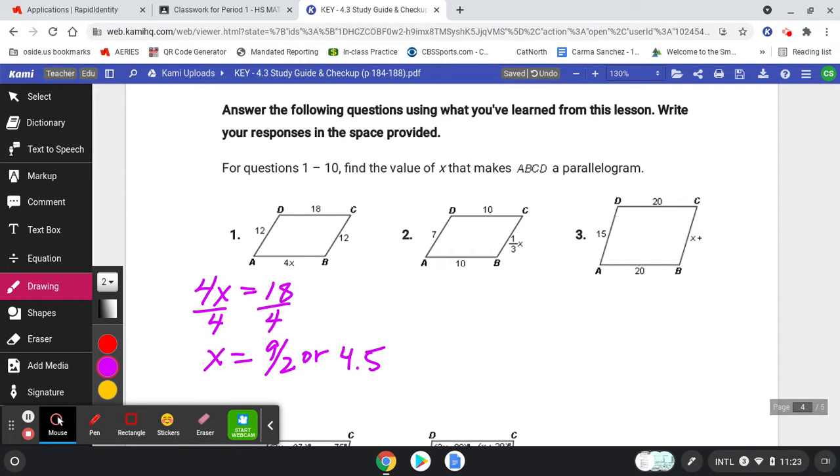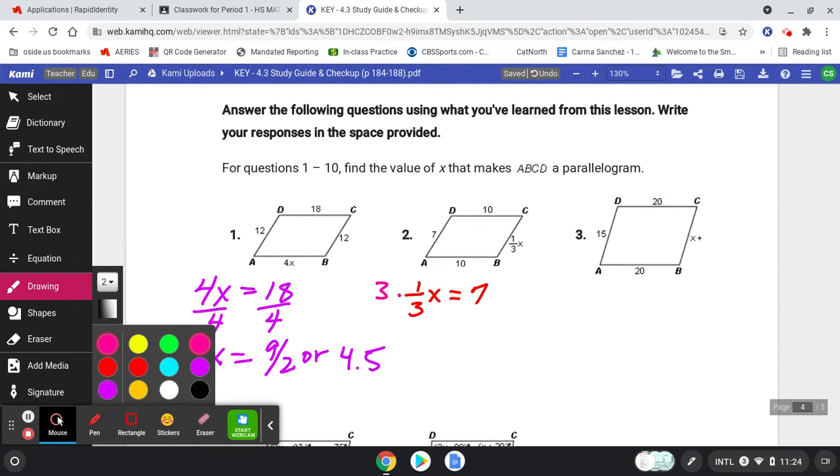And then next, see the 10 and the 10. So I have to say that the other two sides are equal. 1/3 of x is equal to 7. How would I solve that guy? Multiplying both sides by that denominator, we get that x is equal to 21.